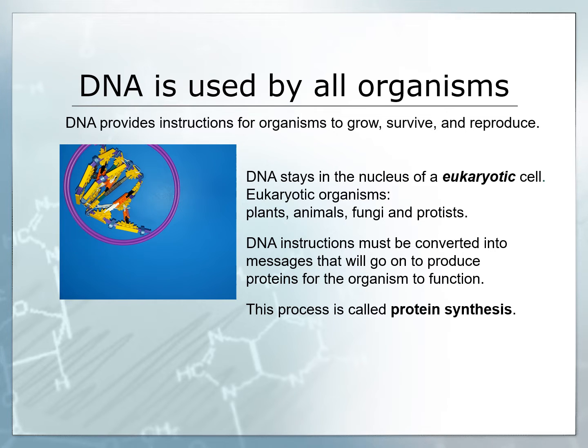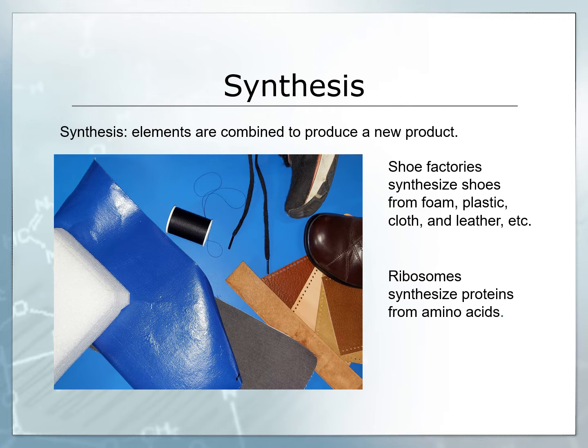This process is called protein synthesis. Synthesis means that elements are combined to produce a new product. Think of it this way. If you worked in a shoe factory, you would not make shoes, you would synthesize them from cloth, rubber, metal, plastic, etc. For proteins, amino acids are linked together to produce a protein.